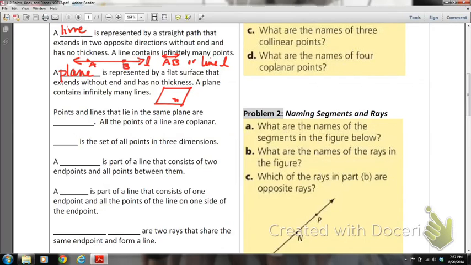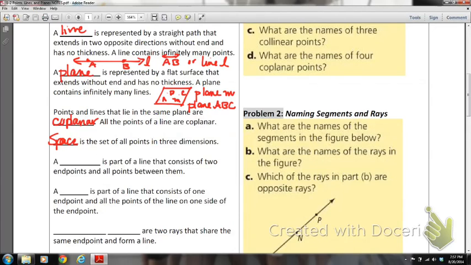And we can either put a little letter in the corner, or we can name it with 3 points that are in the plane. So here we can call this plane M, because we have a script letter M in the corner. Or we can call it plane ABC, because A, B, C are 3 points in the plane. Points and lines that lie in the same plane are called coplanar. All points of a line are always going to be coplanar.